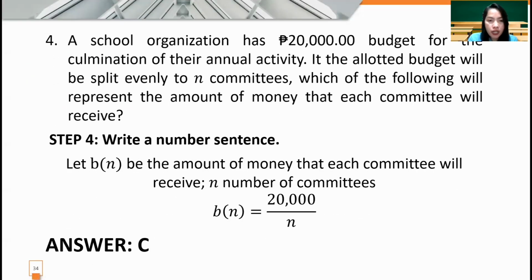For step 4, the number sentence will be B of N as the amount of money that each committee will receive. And take note, we have here N as the number of committees. So we have here division, 20,000 divided by N para malaman natin yung budget for each committee.